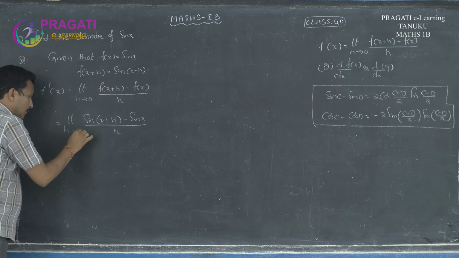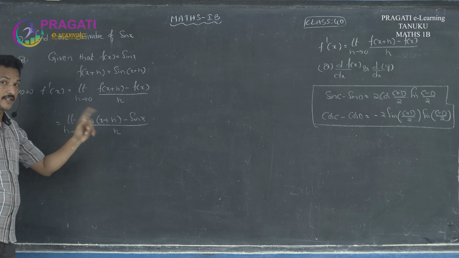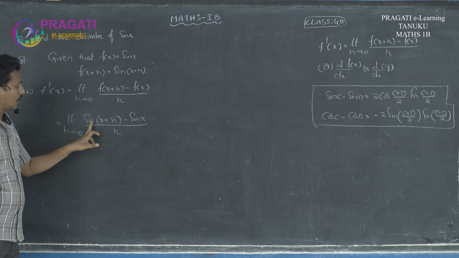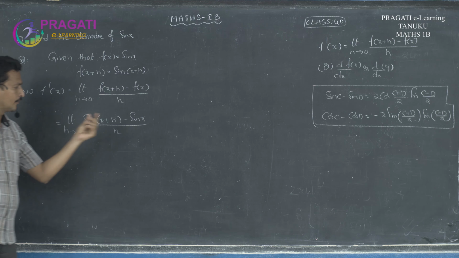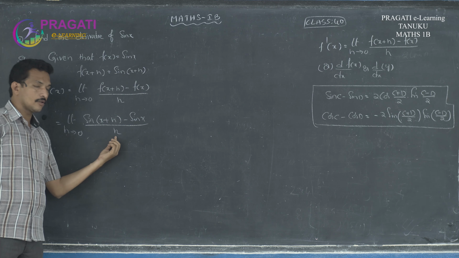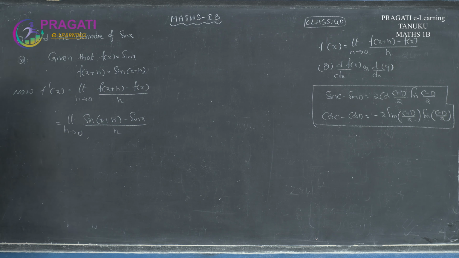Here you observe that, first of all, put h is equal to 0 in the limit, then sin of x plus 0 means sin x. Sin x minus sin x is 0, numerator is 0, denominator is also 0. So it is of the form 0 by 0, then there are alternatives. The next method is factorization. Here there are no factors, so it is not applicable. Here there are no square root terms, so it is not applicable.